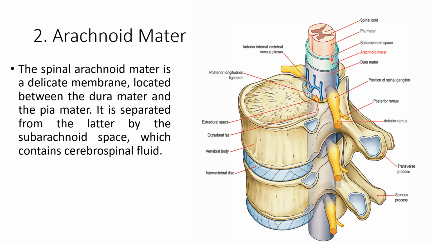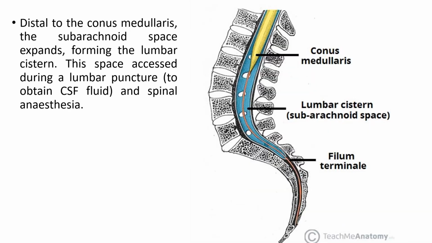Below the arachnoid mater, there is a space that is called the subarachnoid space. The CSF is seen within this space. Distal to the conus medullaris, the subarachnoid space expands, forming a structure called the lumbar cistern. This space is accessed during a lumbar puncture and spinal anesthesia.